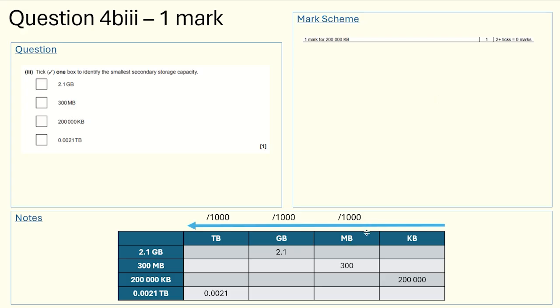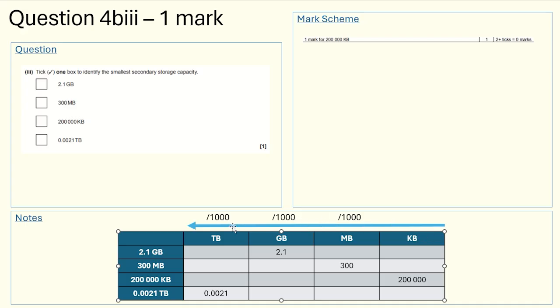So I've drawn out this table here, and we can see we're starting off with the kilobytes at the right. Then the next units that are higher are the megabytes, then the gigabytes, and then the terabytes. And all we're doing to get from one to the other is dividing by 1,000.